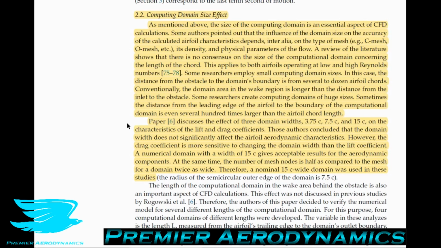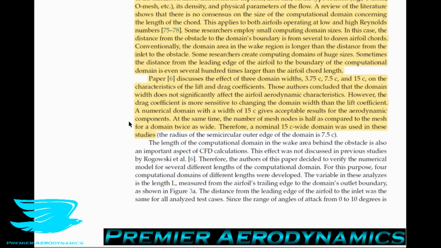The authors concluded that the domain width does not significantly affect the airfoil's aerodynamic characteristics. However, the drag coefficient is more sensitive to the changes in the domain width than the lift coefficient. A numerical domain with a width of 15 chords was used because it gives acceptable results. At the same time, the number of mesh nodes is half as compared to the mesh for the domain twice as wide. So you save on computational time, really. So that's what they're using here. They're using a domain width of 15 chords.